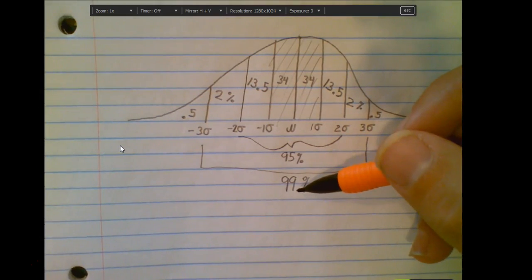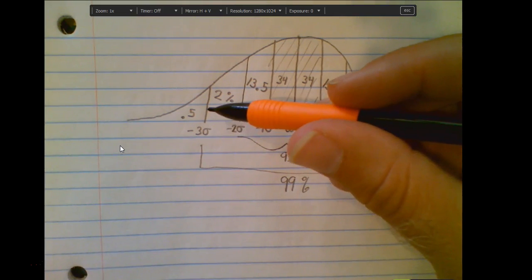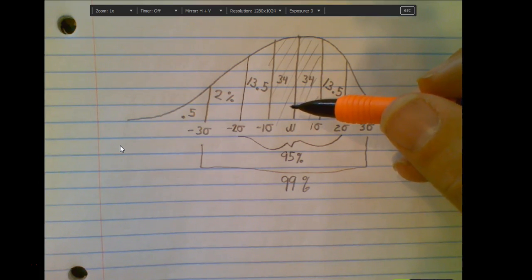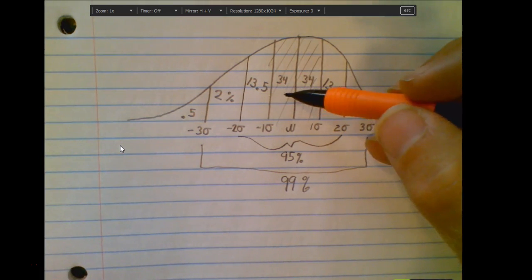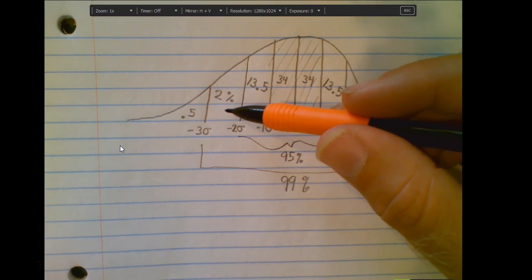So half of 99, right, we know is 49.5. And again, that means from right here to right here is 49.5. If I subtract out the 2 that I already have, that leaves me with 2% for that little area right here.